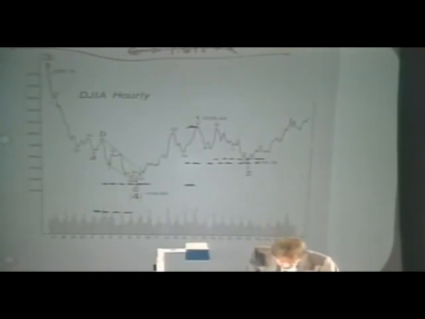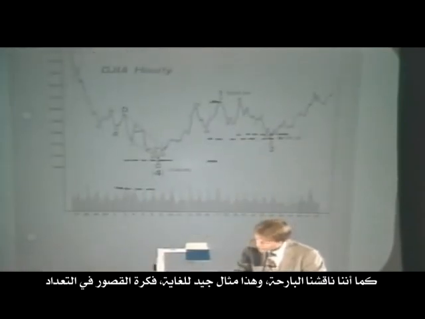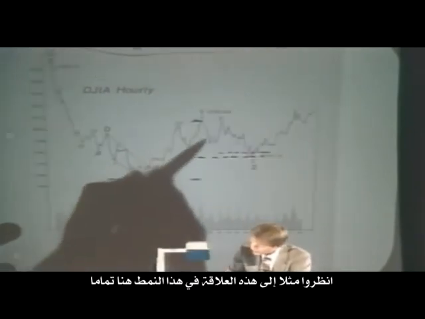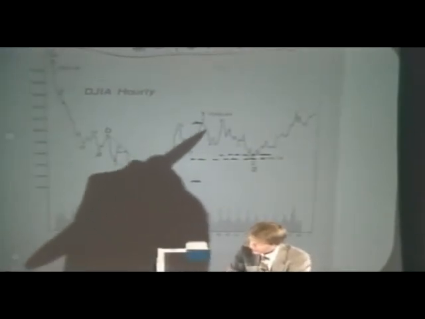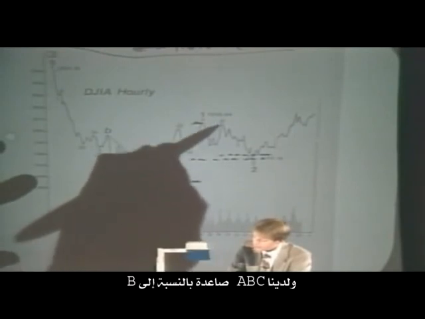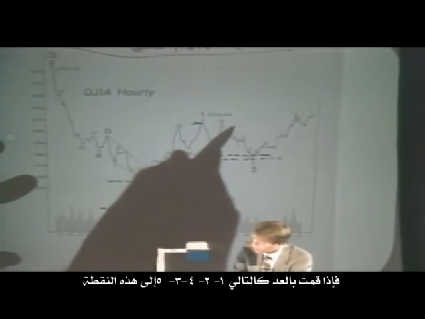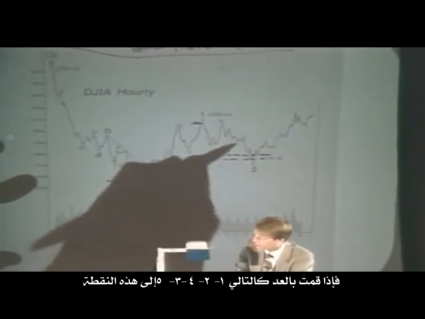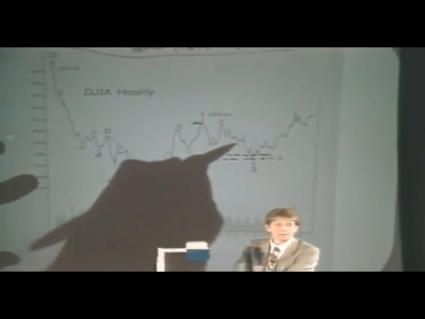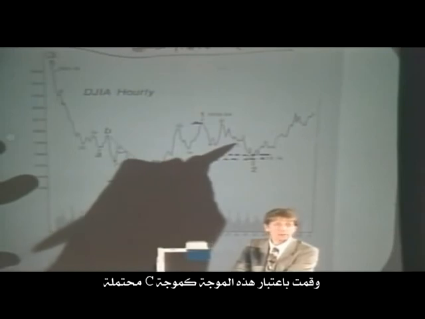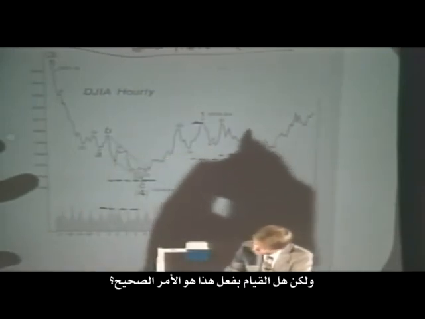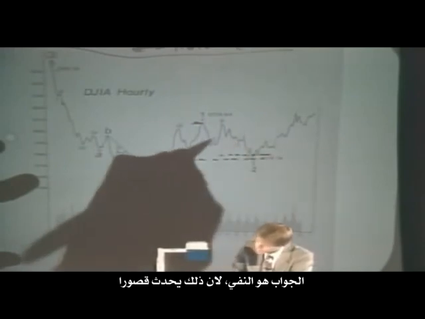Now, we also discussed yesterday, and this is a very good example, the idea of counting failures. Take a look at this pattern right here. You've got an A wave down, you've got an ABC up for B. If you count down as follows, you can go 1, 2, 3, 4, 5 to this point and count that as a C wave, potentially. But is that the right thing to do? And the answer is no, because it's a failure.